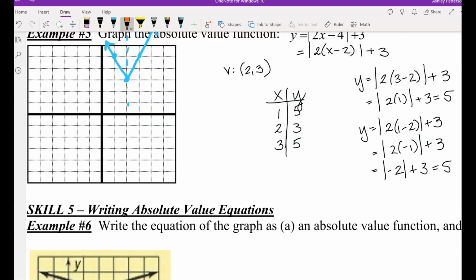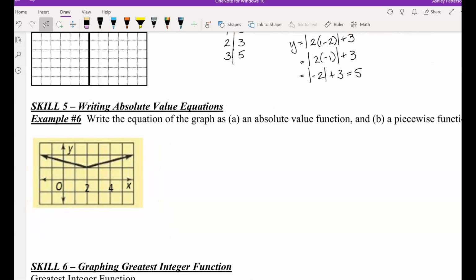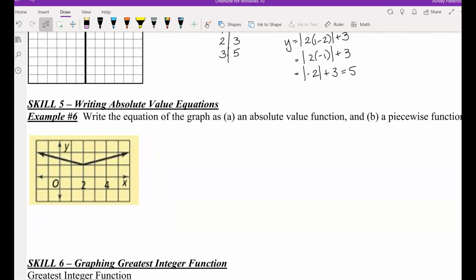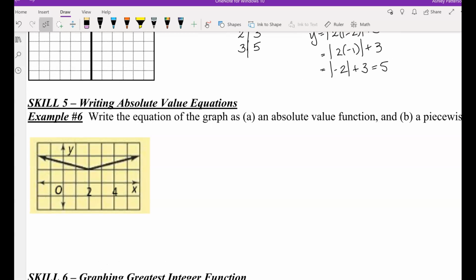Sweet. Okay, so that finishes 4. Take a look at skill 5. Skill 5 is writing the absolute value equations. And we're asked to do 2 separate things. We're asked to write it as an absolute value function, and as a piecewise. That makes sense, because remember we talked about in class that each section, to the left of the vertex and to the right of the vertex, has a different slope. It's the same numerical value, but one is positive and one is negative. They're 2 pieces. Very interesting.